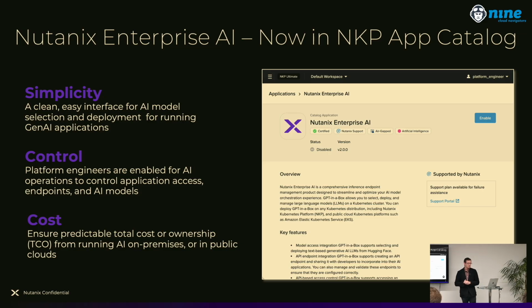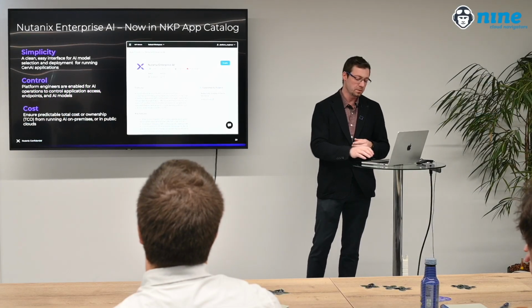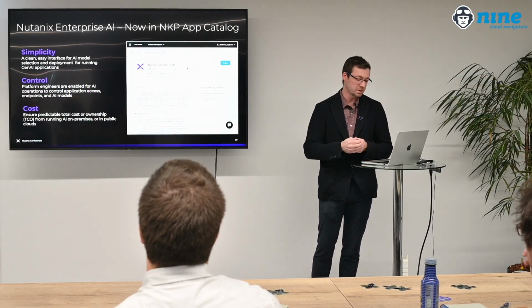What's different with NKP, the Nutanix Kubernetes Platform, is, as I said, that you get a solution which is all bound together in one solution. You do not have to care about the dependencies, and you can easily integrate your GitOps over APIs.